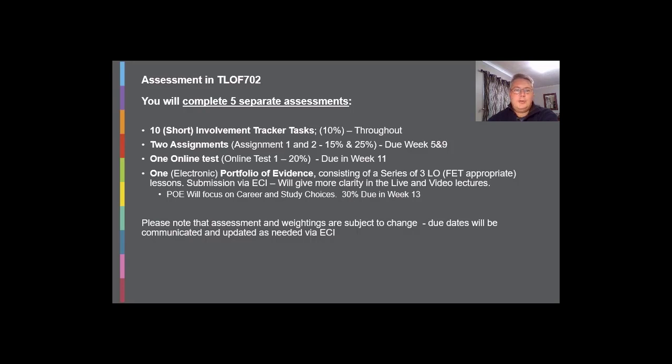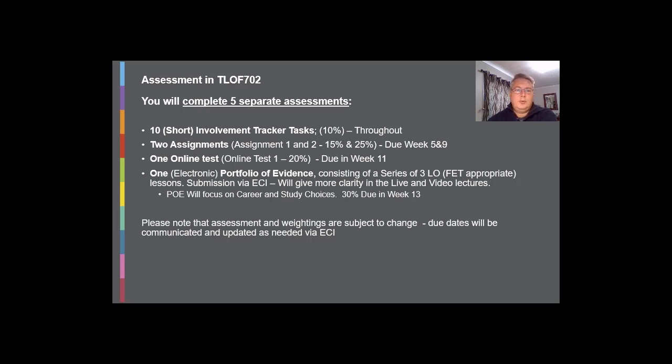Alright, so we know already that you have to do 10 short involvement tracker tasks, 10% in total, and they will run throughout the whole module. There will be two assignments, assignment 1 and 2. Assignment 1 is worth 15% and assignment 2 is worth 25%. Assignment 1 will be due in week 5 and assignment 2 will be due in week 9. There will be one online test, due in week 11 at the end of the week, like we normally do over the Friday and the Saturday, and there will be a test window of 24 hours again.